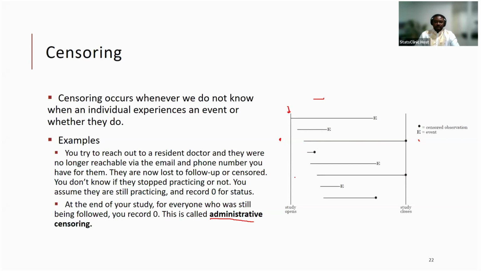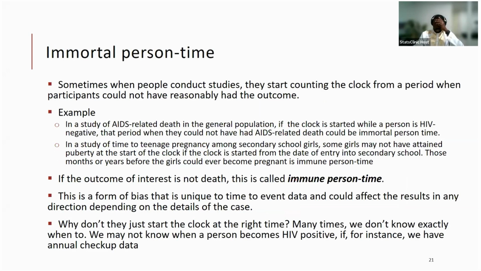All right, so let me go back to immortal person time very quickly. I think the better example is puberty. I find that easier to grasp. When you're starting your study, you might go to the school and say the study is looking at teenage pregnancy among all secondary school girls. But at the time when you start the study, some girls may not have attained puberty.